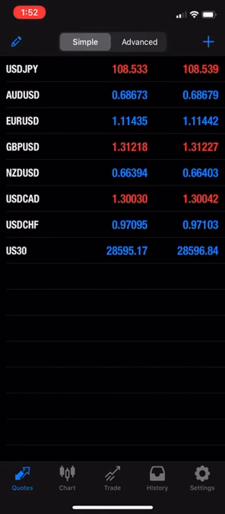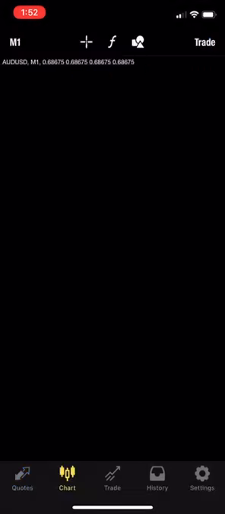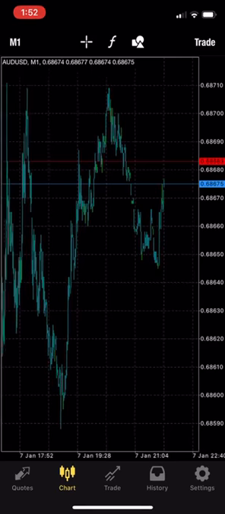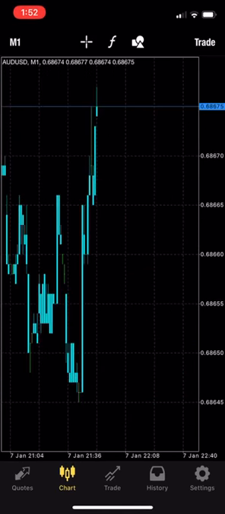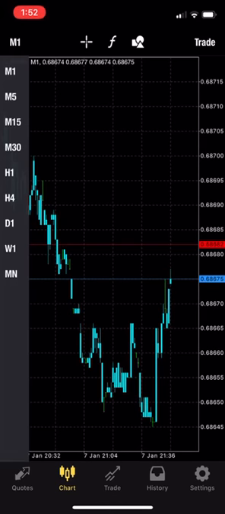Once you're ready to actually do something with a pair, click on one of them and hold it down, and you'll see a little menu pop up. We can either take the trade, look at the chart, or look at details about that specific currency pair. Let's hit chart, and it'll take us to the chart where we can see the different time frames. In the top left corner, you'll see M1, which is a 1 minute time frame. Then you have a 5 minute, 15, 30 minute, 1 hour, 4 hour, 1 day, 1 week, and the month.